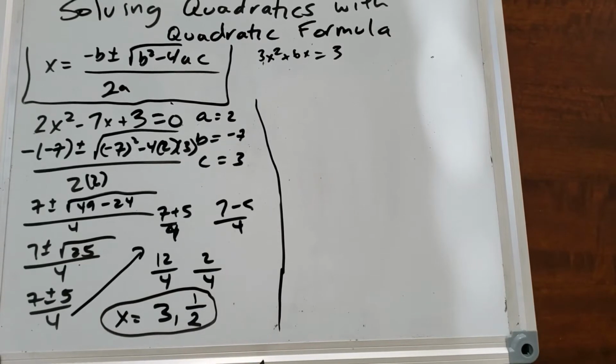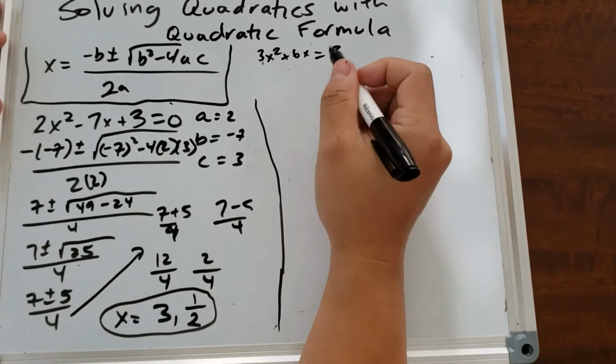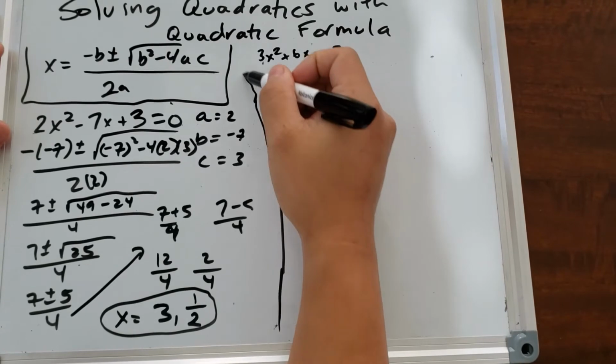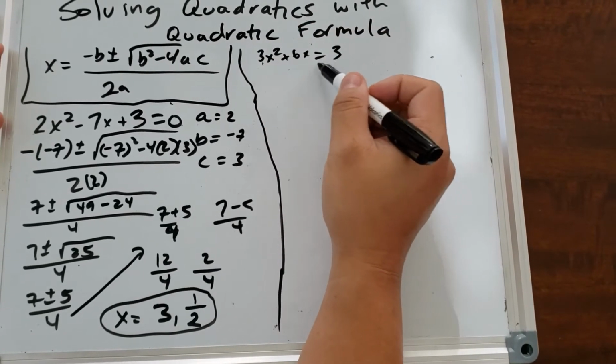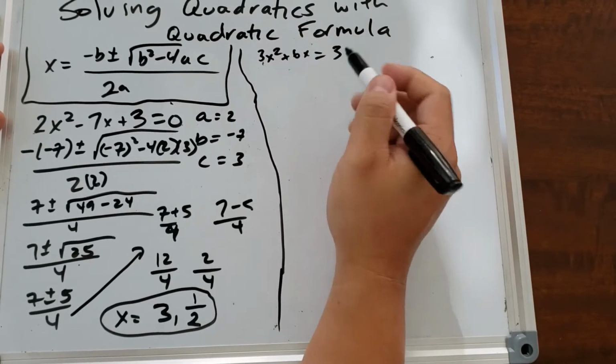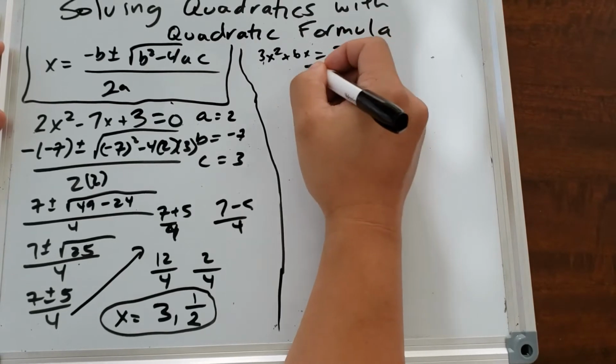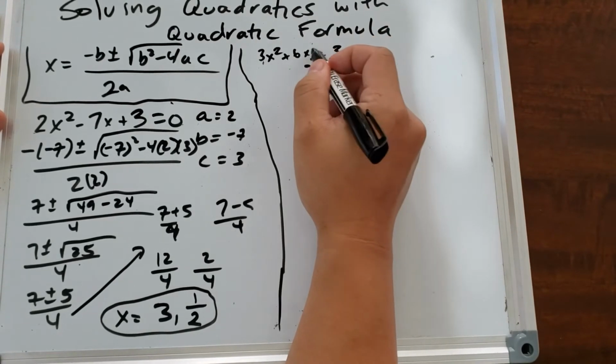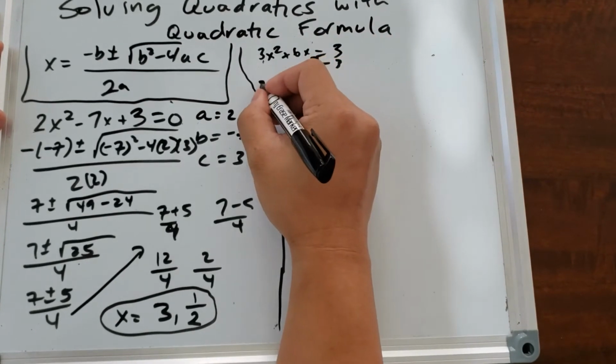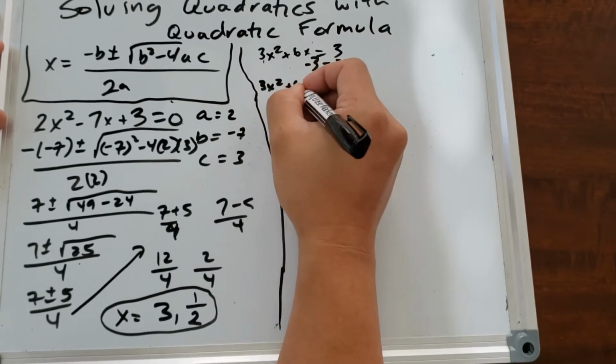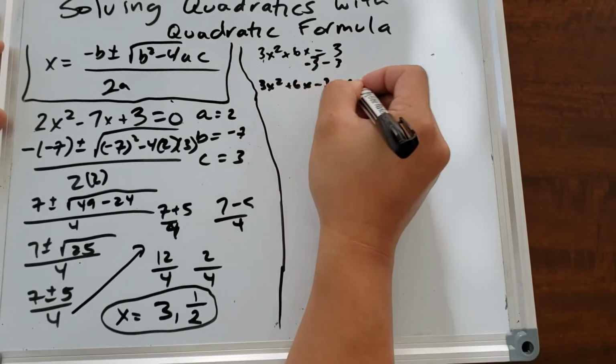Okay? Now we're going to try this one. So again, how do we start this? We've got to make sure it equals 0. Well, this one doesn't equal 0, so I'm going to go ahead and have to make it equal 0. So I'm going to go minus 3, minus 3. Remember, the number by itself goes at the very end. So this is going to be 3x squared plus 6x minus 3 equals 0.